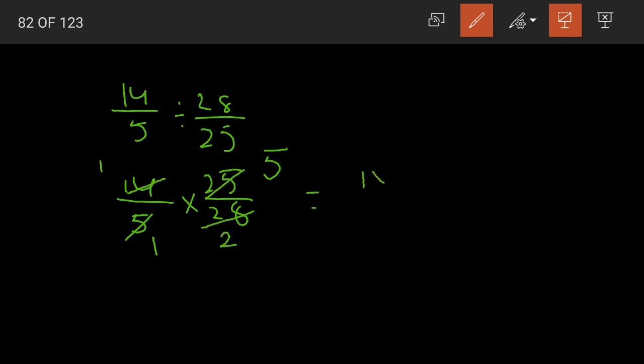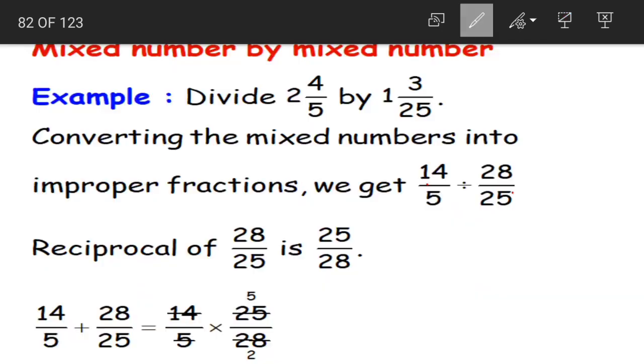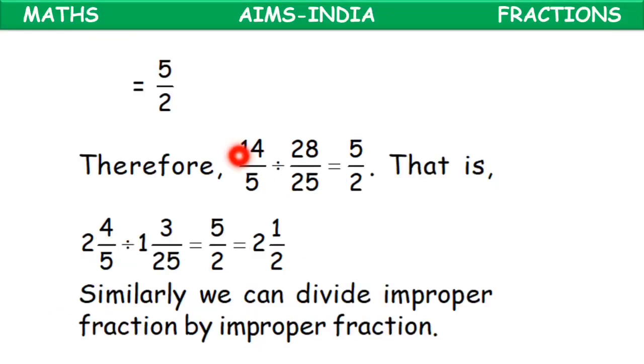Now what are we left with in the numerator? 1 into 5. What are we left with in the denominator? 1 into 2. That is nothing but 5 by 2 is our final answer. Yes? See here, 5 by 2 is our answer. Therefore, what were the given fractions? 2 4 by 5 divided by 1 3 by 25 is equal to 5 by 2.